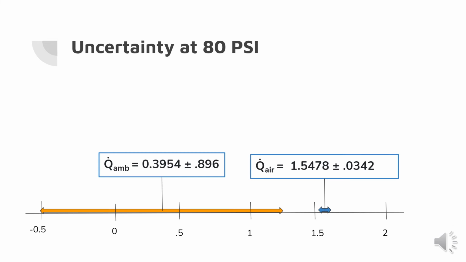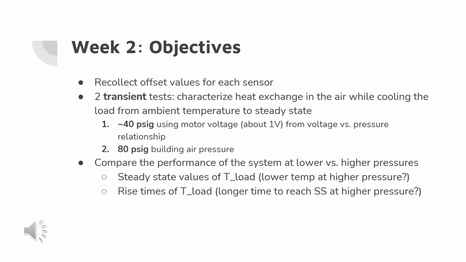However, notice that the uncertainties of the ambient heat transfer rate and that of air don't overlap. This means that the experiment fails to account for some factors that are leading to this discrepancy, such as the specific heat of the air in the experiment not accounting for humidity in the room.